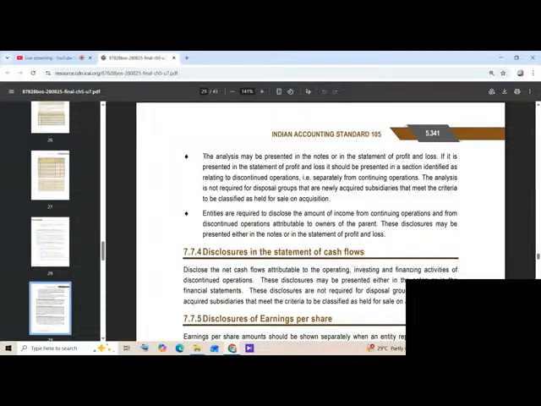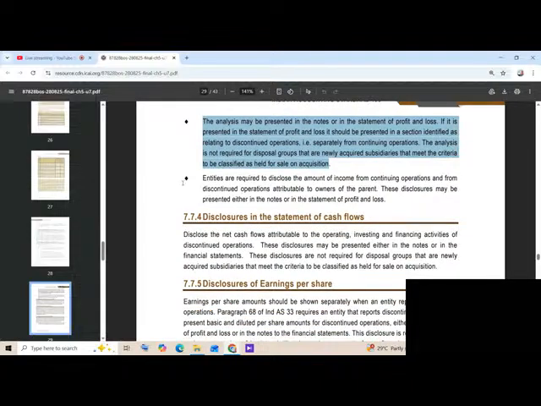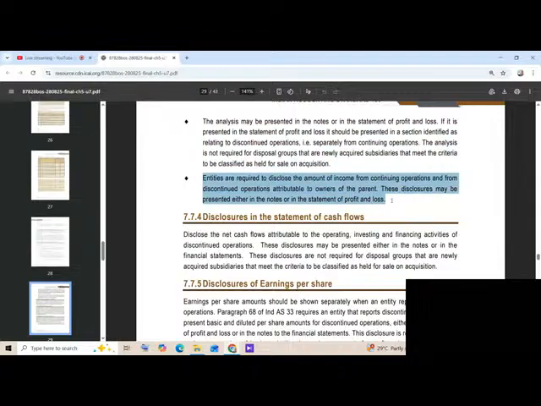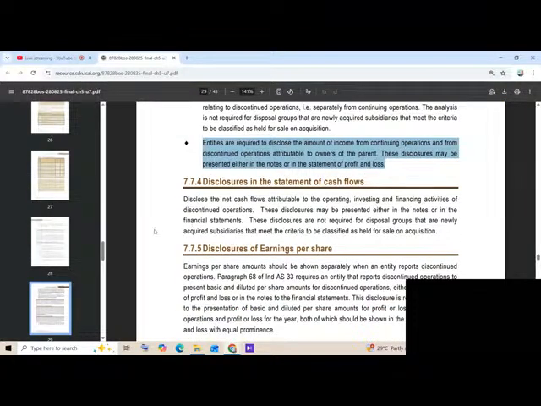If it is presented in the statement of P&L, it should be presented in a section identified as related to discontinued operations separately from continuing operations. The analysis is not required for disposal groups that are newly acquired subsidiaries and meet the criteria to be classified as held for sale on acquisition. Entities are required to disclose the amount of income from continuing operations and from discontinued operations attributable to owners of the parent. These disclosures may be presented either in notes or in the statement of P&L.